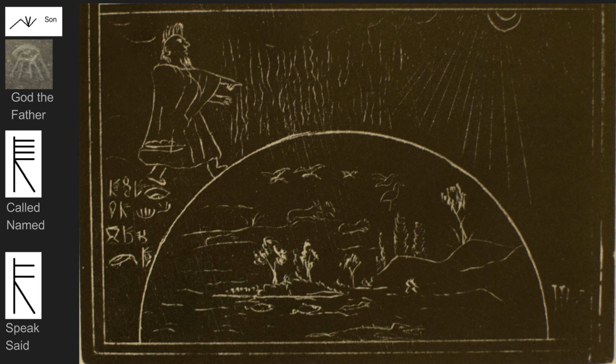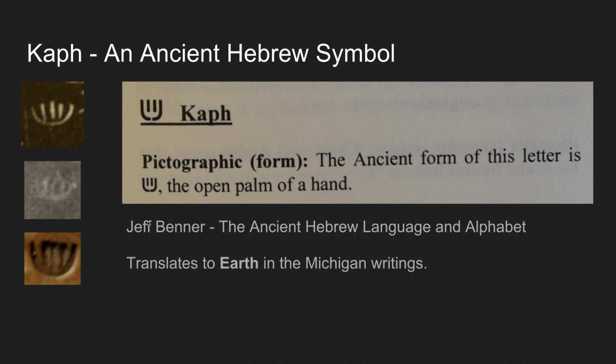Now, I haven't really cross-referenced the word good in the other tablets and writings. However, the symbol for earth, that is very well cross-referenced. I'm very convinced that does indeed mean earth. I also find it very interesting that I found this symbol in Jeff Benner's book on the ancient Hebrew language and alphabet. It is a Kaph, or a K symbol. And as I said, it translates to earth in the Michigan tablets.